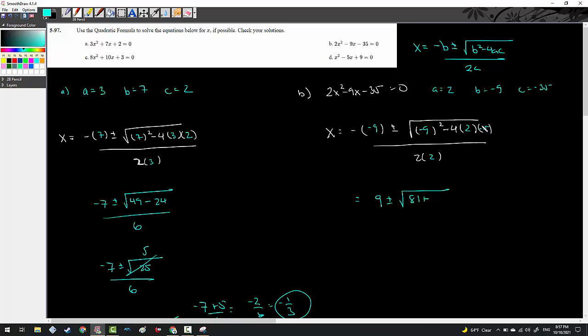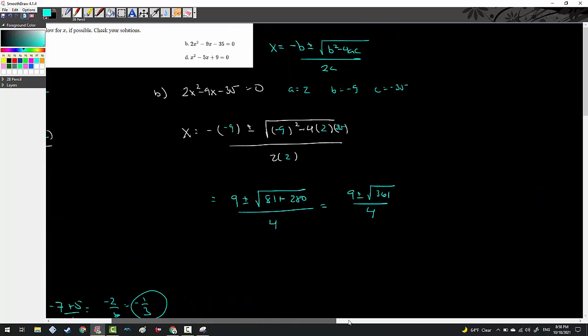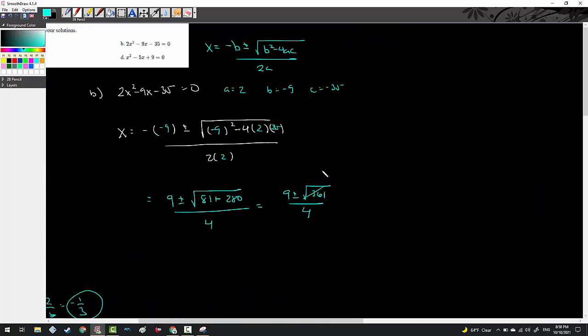So what have we got here? This is 70, so 280 all over 4. And so let's go ahead and add these guys up here. So 81 plus 280 is going to be 361. So 9 plus or minus root 361 over 4. And 361 actually does have a perfect square. When you take the square root of it, it ends up being 19. So you get 9 plus or minus 19 over 4.